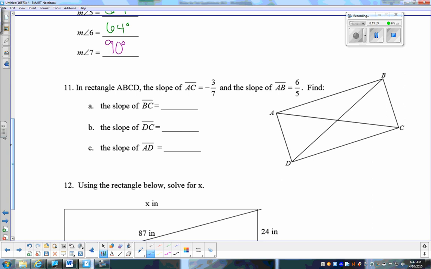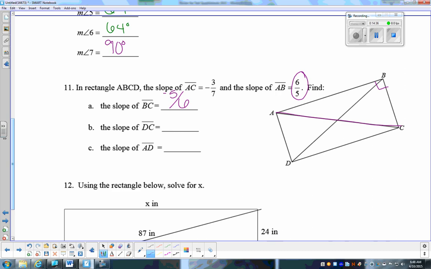Number 11 is asking you about slopes. In rectangle ABCD, the slope of AC is negative 3/7, and the slope of AB is 6/5. So find the slope of BC. I know that AB and BC are perpendicular since it's a rectangle. Well, perpendicular lines have opposite reciprocal slopes, so my slope of BC is the opposite reciprocal of 6/5. So that's negative 6/5.